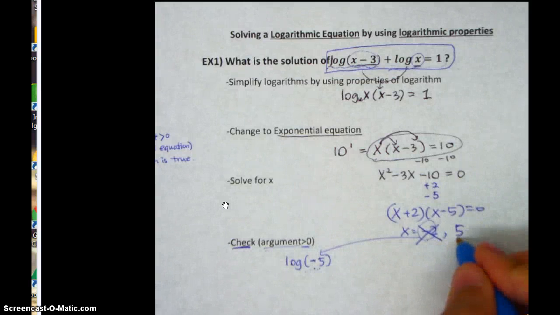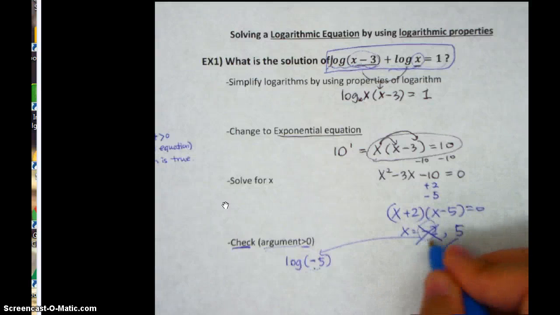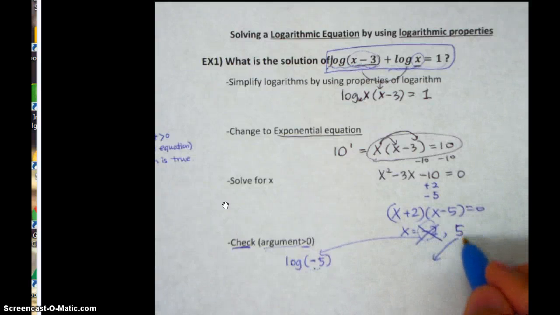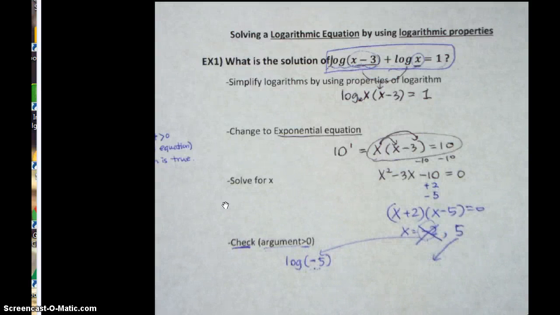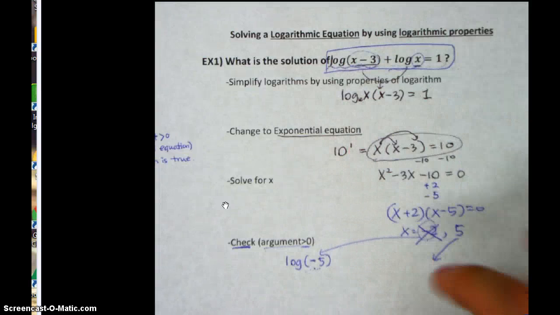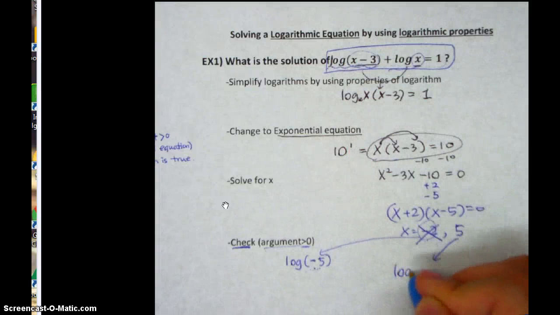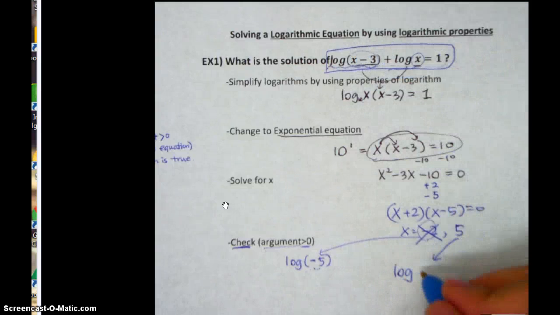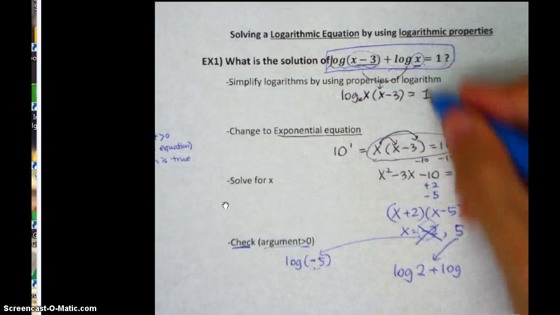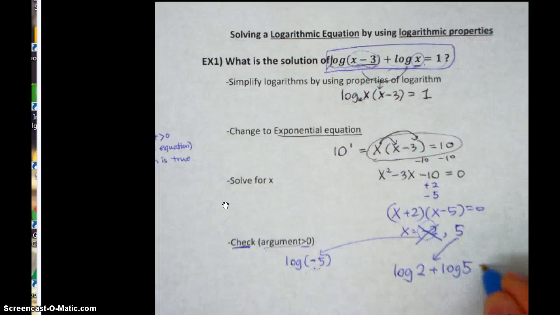And then let's plug in 5. Just because one answer is wrong, that doesn't mean that the other answer is correct. They might turn out to be both wrong too. So let's plug in 5 into our original equation. So log of x minus 3, which is 5 minus 3, is 2. Okay, good, we have a positive number. Plus log of x, which is just 5, is equal to 1.